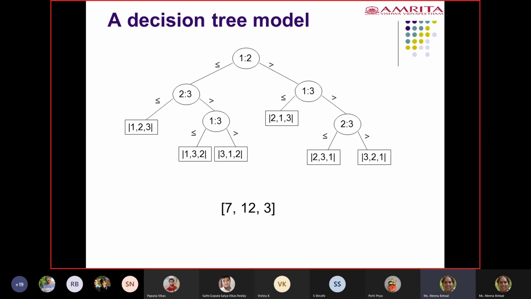Okay. Now let us take another example: 7, 12 and 3. In this case, first we are comparing 7 and 12. So 7 is less than or equal to 12. We are coming here. Then we need to compare between 2 and 3, that is between 12 and 3. And we find here that 2 is greater than 3. So we come here. Then the next comparison is between 1 and 3, that means between 7 and 3. And we come to this branch. So this branch says that the order has to be 3, 1 and 2. 3, 1 and 2 means 3, 7 and 12.